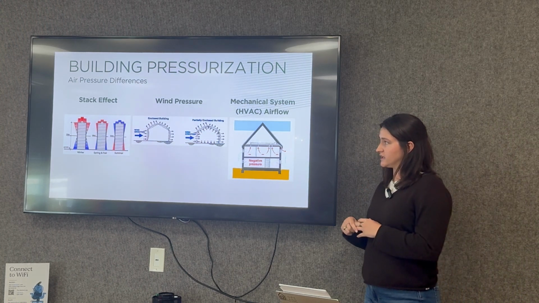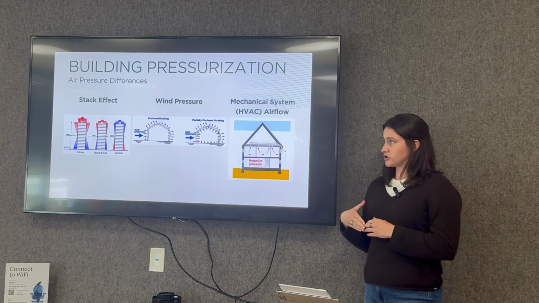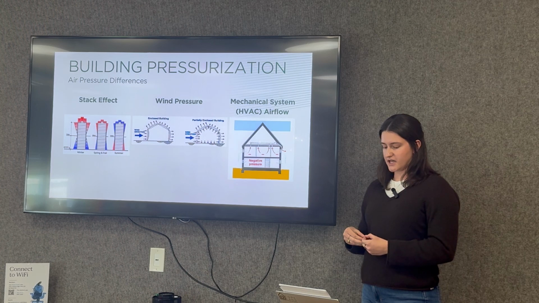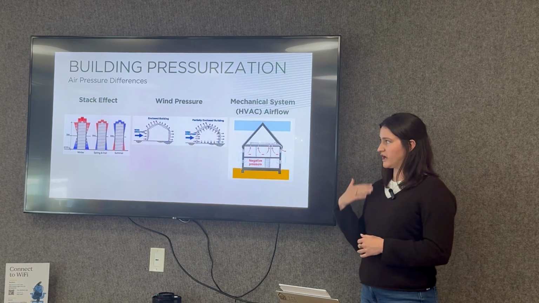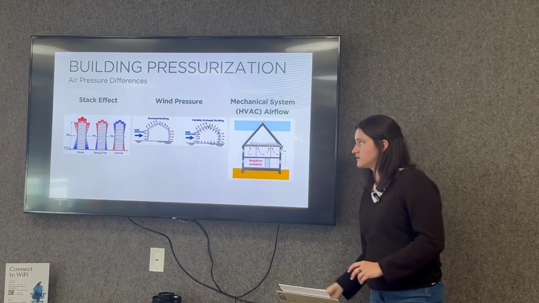For buildings that are at least 4 stories tall, the pressure created by the temperature difference then creates a difference in pressure when we compare the top floor of the building, say, to the bottom floor, which we typically refer to as the stack effect.